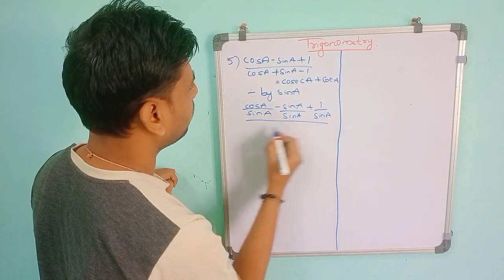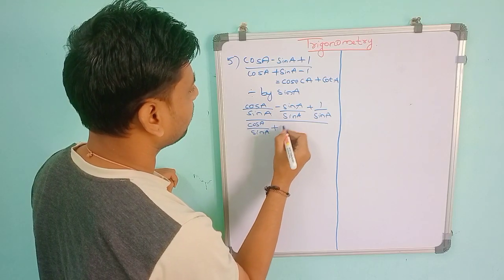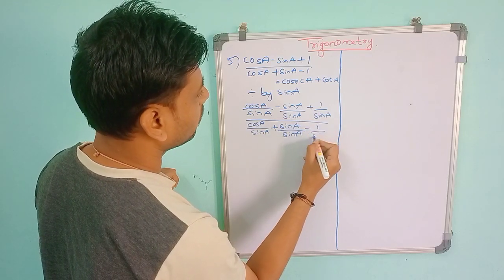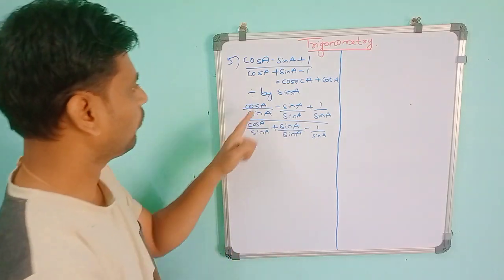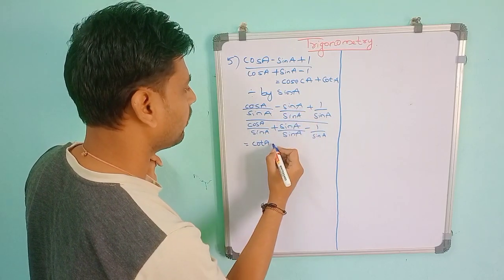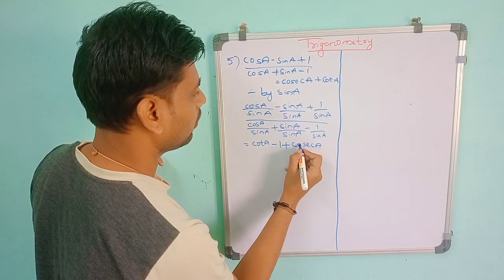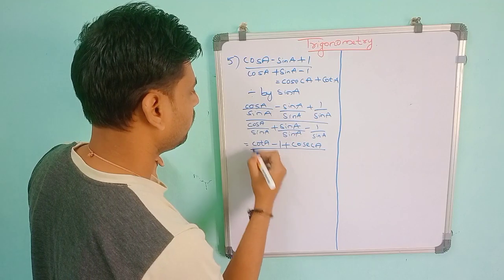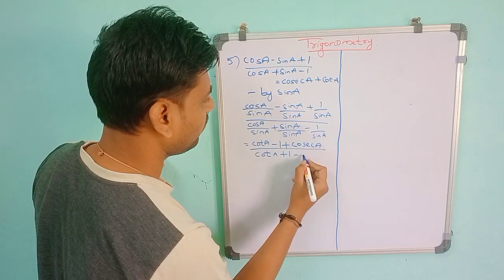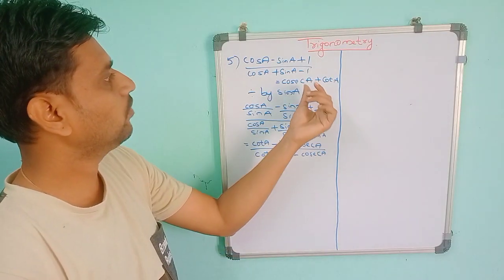At the whole denominator: cos A divided by sin A plus sin A divided by sin A minus 1 by sin A. So cos by sin is cot A, sin by sin gets cancelled, and 1 by sin A you can write as cosec A. So the answer is nothing but cosec A plus cot A.